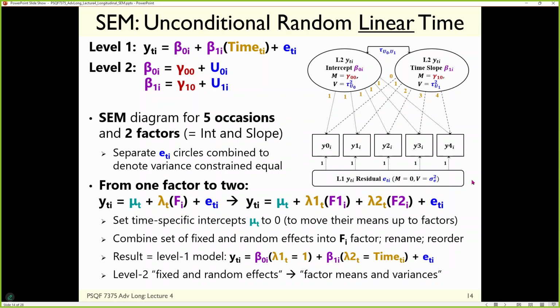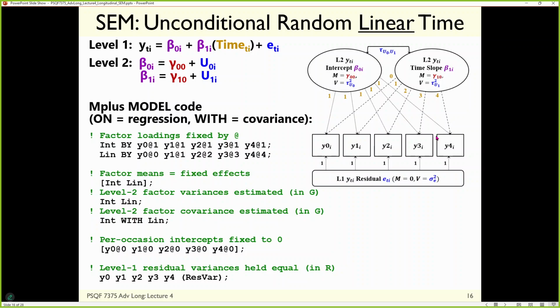So level 1 residual variance is the variance of the boxes here. Level 2 random effect variances and covariances are in the circles. What used to be a column of time is now represented by the loadings as constraints so that we can say, I want this to be a linear slope specifically. The code looks a lot different because rather than referring to just y and meaning all the observations for y across occasions, we have separate boxes for all the different occasions of y. So we have to refer to the separate boxes.